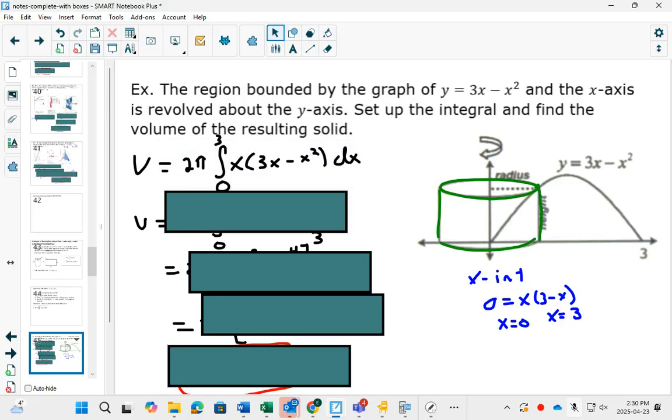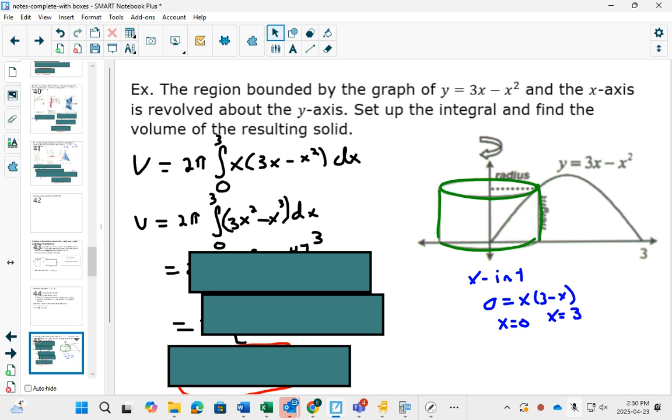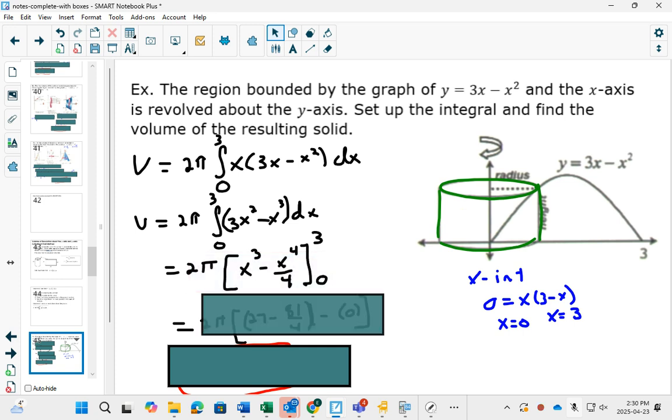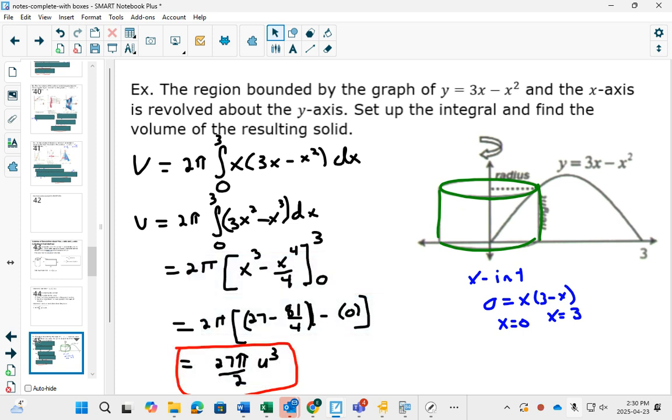The circumference of our cylinder will be 2 pi r, and the radius is whatever x is, so we get 2 pi x. The height of our cylinder is the function, that's the 3x minus x squared. And the depth of our cylinder is dx, super tiny small. If we integrate this from 0 to 3, that would add up all of those cylinders as we go along, and we would get an answer for the volume.